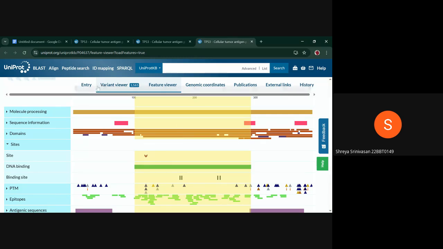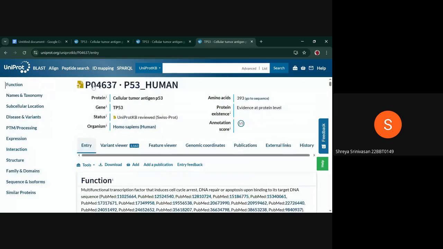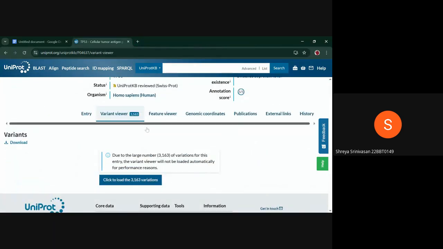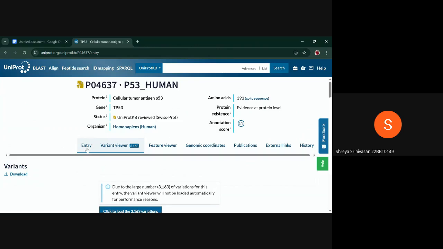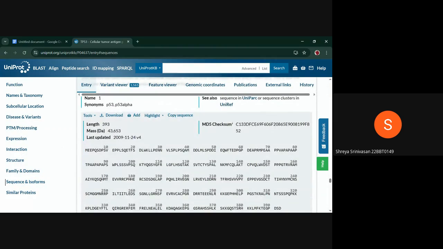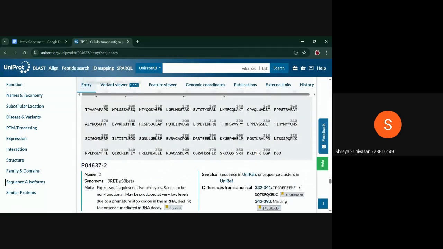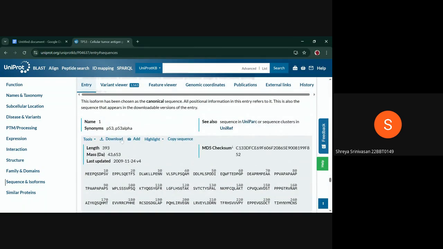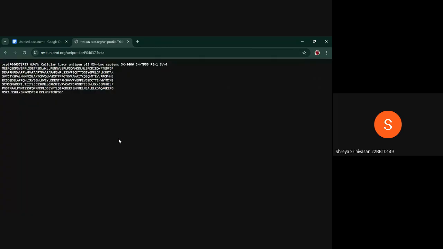But before we move on from UniProt, we always require one major piece of information, and that is your FASTA sequence. So we will just get our FASTA sequence for this particular protein and have it ready. We'll be requiring it in our next steps. So for now, let this be here.